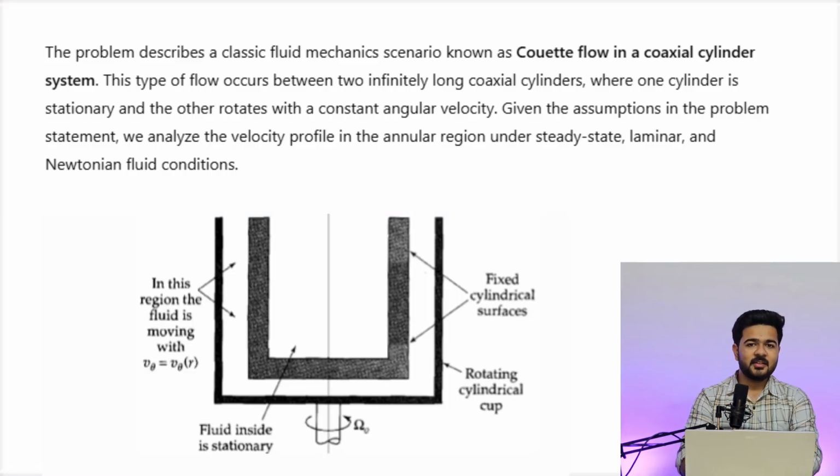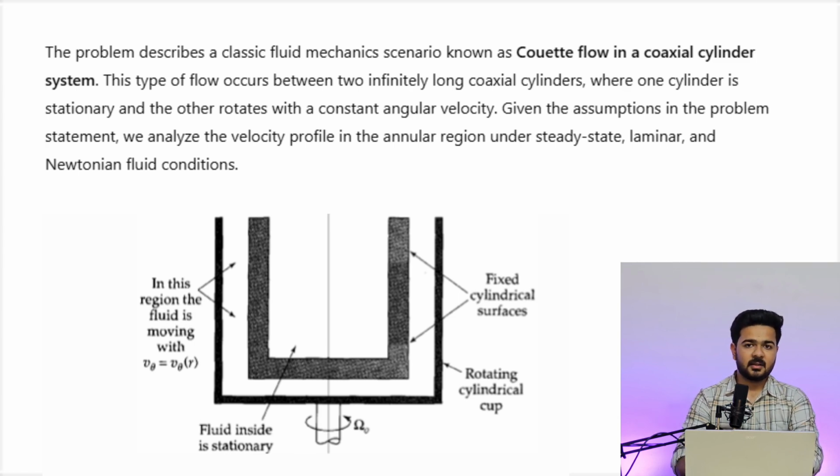So now as we have read the problem, we can see that this problem describes a classic fluid mechanics scenario known as the Couette flow of a coaxial cylinder system. This type of flow occurs between two infinitely long coaxial cylinders where one cylinder is stationary and the other rotates with an angular velocity. We need to find its velocity profile and flux profile.